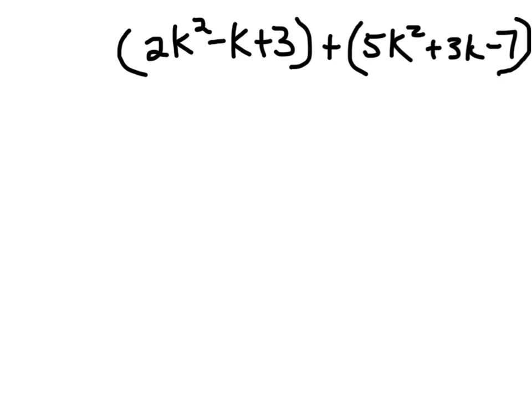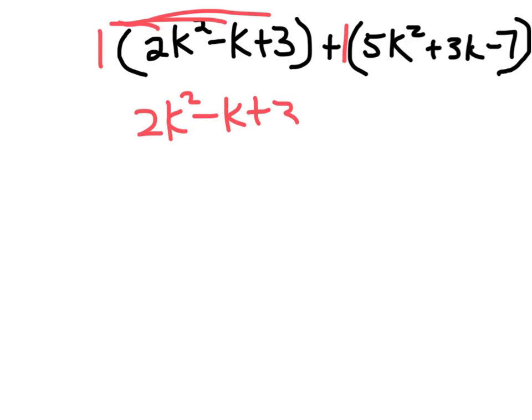If there's a number 1 out front, and we distribute that 1, the parentheses go away, and we just have 2k squared minus k plus 3, and distributing the 1, plus 5k squared plus 3k minus 7. So the parentheses really were not necessary. Now I can just combine like terms.